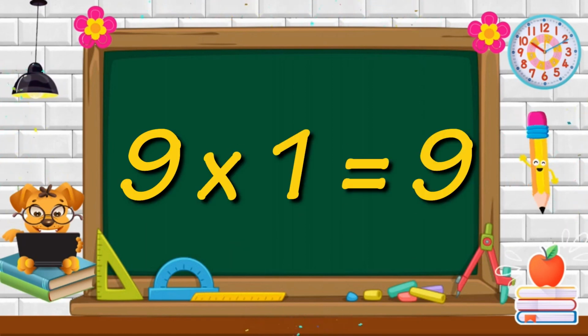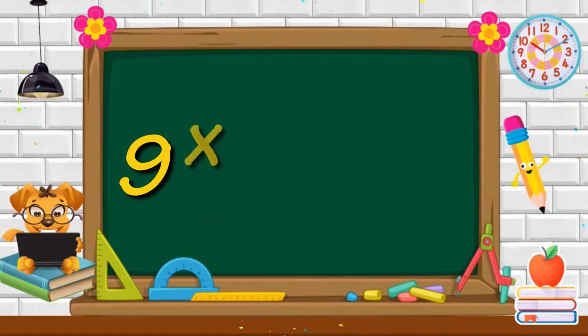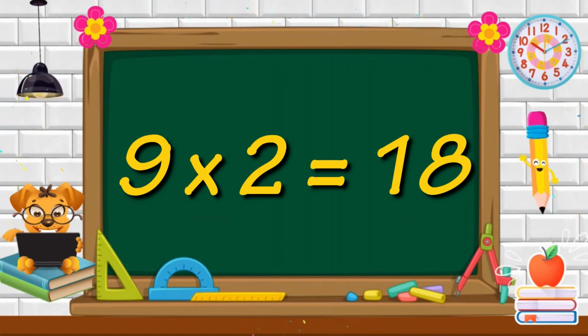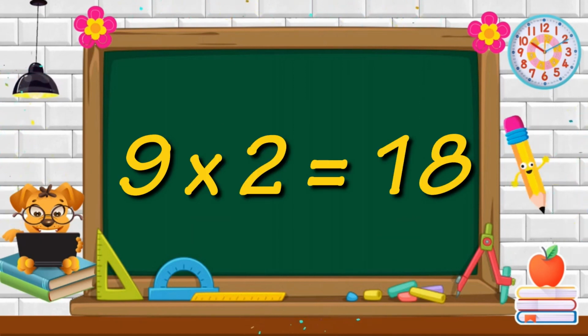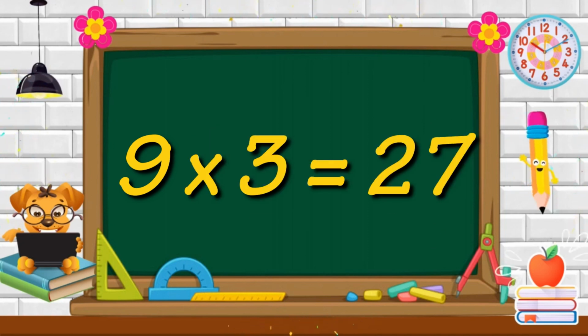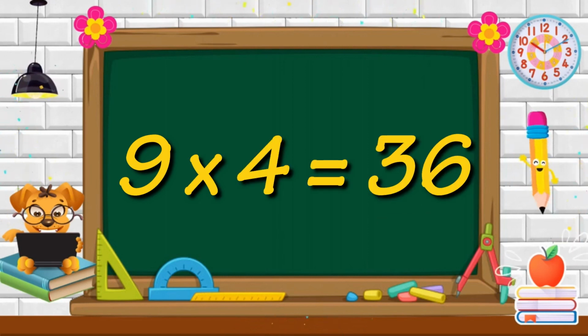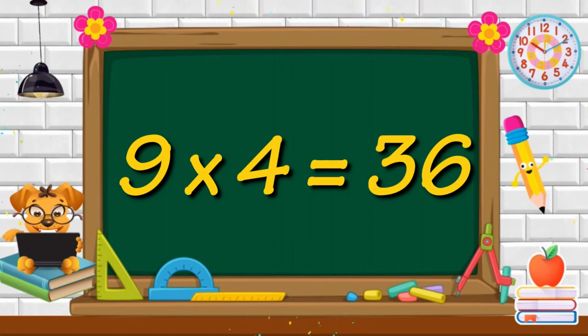9 ones are 9. 9 twos are 18. 9 threes are 27. 9 fours are 36.